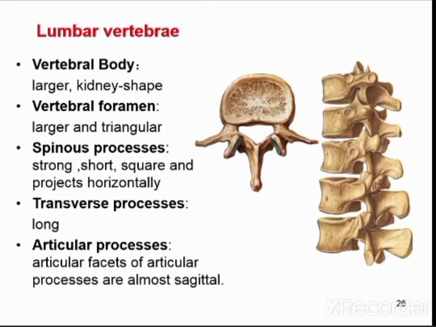Lumbar vertebrae have a large and kidney-shaped vertebral body. You can see it's larger and kidney-shaped. Here is the foramen. The vertebral foramen is large and triangular in shape. Its spinous process is strong and short, squared, and projects horizontally. We can see it projects horizontally.